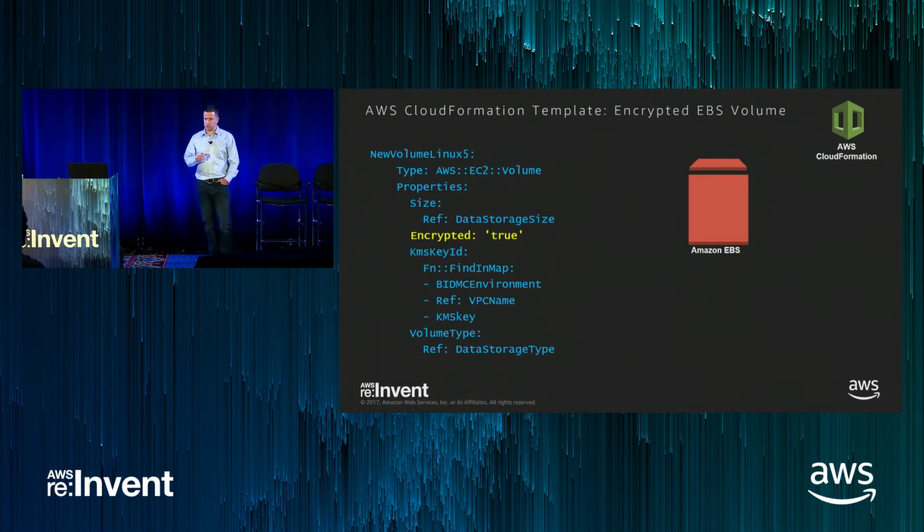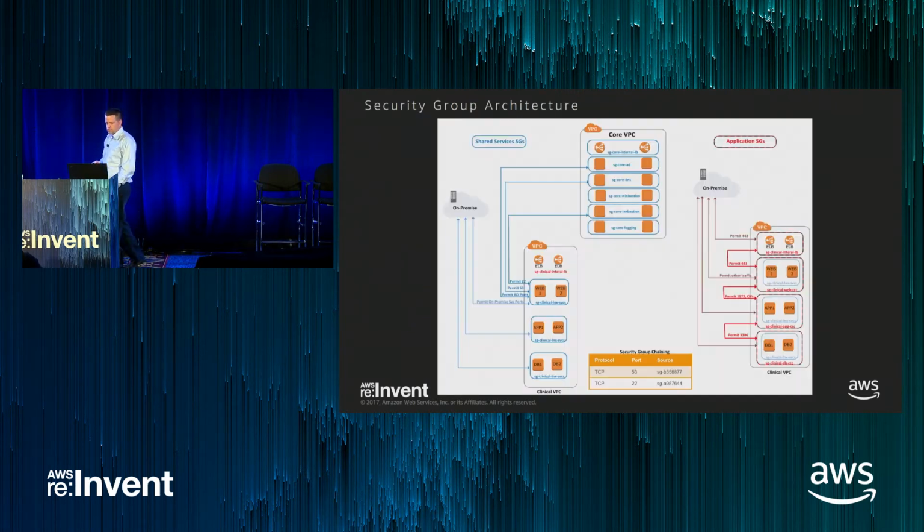As I mentioned before, we use CloudFormation to automate the deployment of our resources. This is a snippet from an EC2 template that shows an encrypted EBS volume being created. And you'll see that the encrypted property there is set to true.